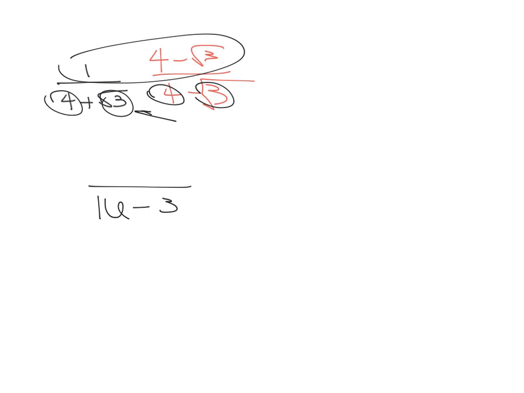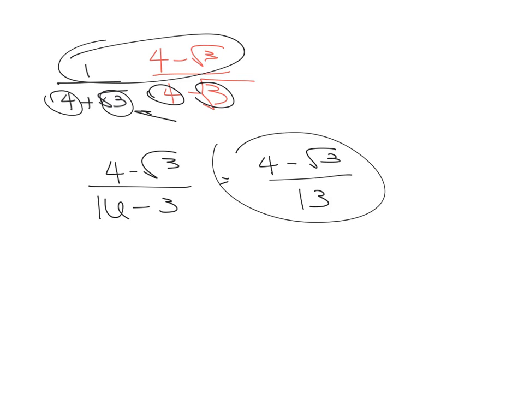And then you have to multiply those. So if you have to do the FOIL method, you're kind of stuck with that. But since it's multiplied by 1, you're fine. So 4 minus square root of 3 over 13. And you're done. Okay? Not too terribly difficult, believe it or not. Alright, let's try a practice one.